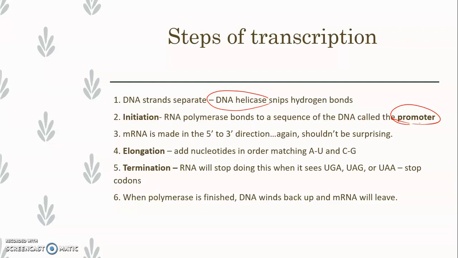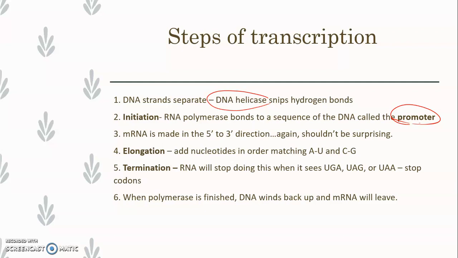From there, the mRNA is going to be made in the 5' to 3' direction. That should not be surprising to us. That's the same way replication is done, because the polymerases can only add to the 3' end, because the 3' end is the only one that has a free hydroxyl group to do dehydration synthesis.